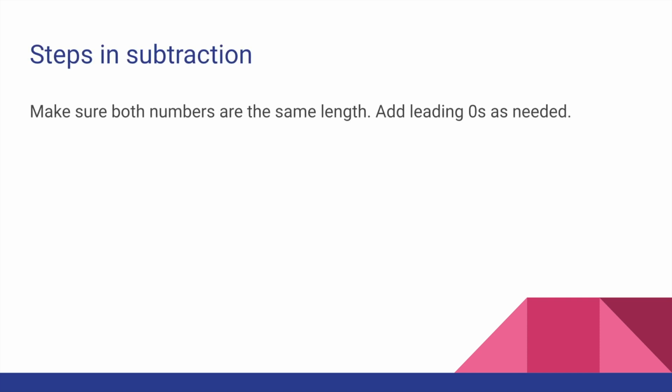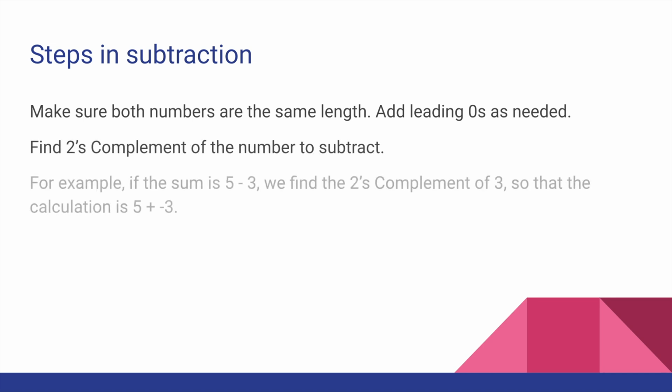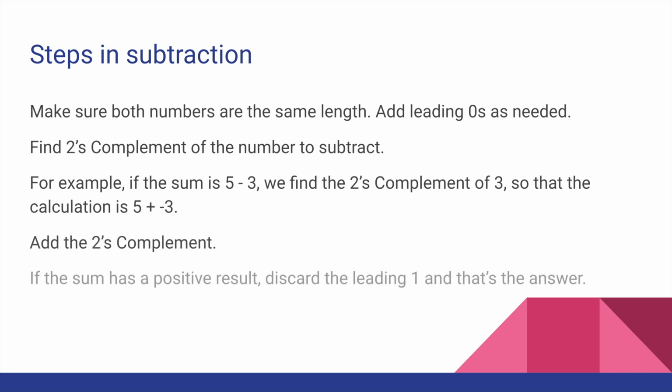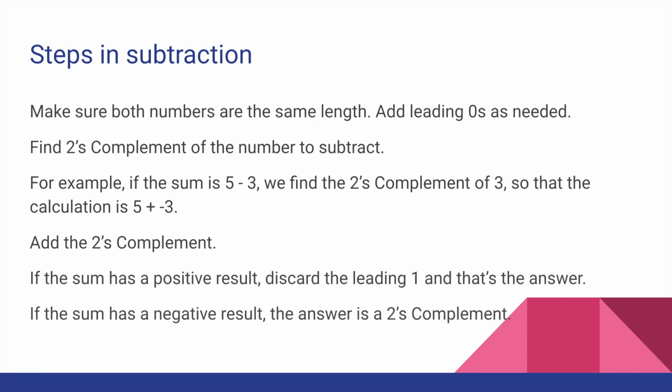Number one rule, make sure both numbers are the same length. If the number you are subtracting is smaller or has fewer bits in it than the number you are subtracting from, add leading zeros to make them the same length. Find the 2's complement of the number to subtract. For example, if the sum we're doing is 5 minus 3, we're going to find the 2's complement of 3, so the calculation is 5 plus minus 3. We'll add the 2's complement.